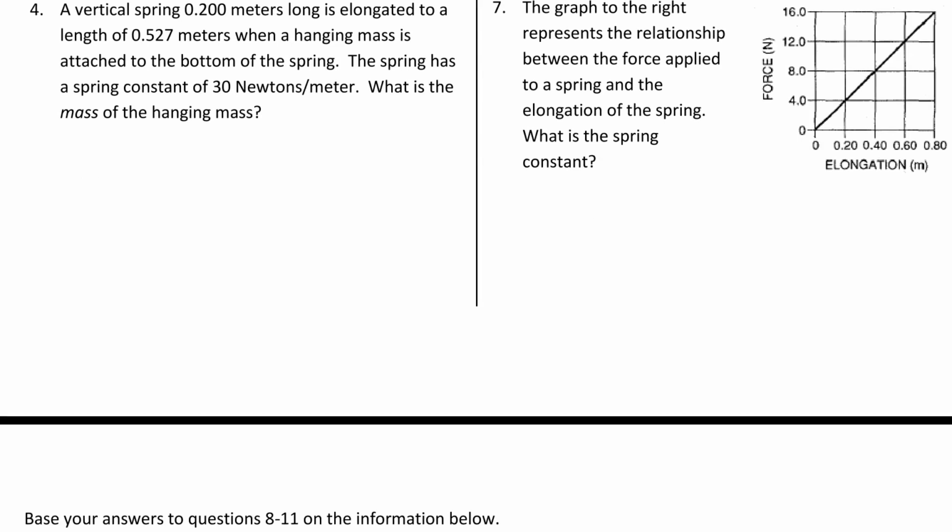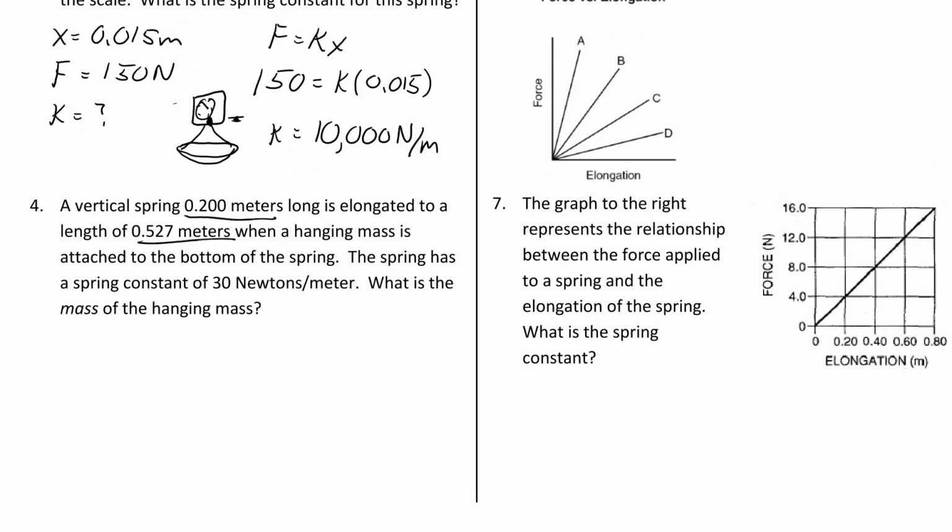A vertical spring 0.2 meters long is elongated to a length of 0.527 meters when a hanging mass is attached to the bottom of the spring. Interesting. They just told us two different distances. And we've been looking at x. X is a measure of distance. So which one do we use?